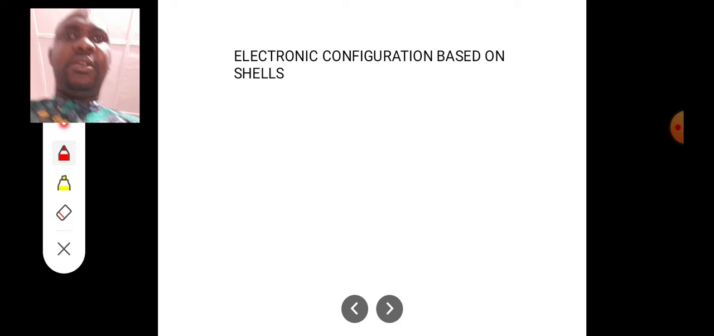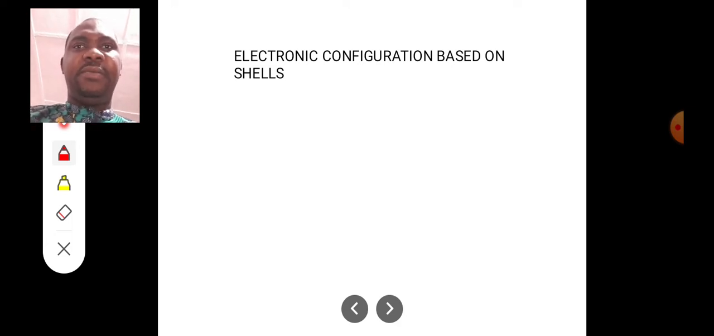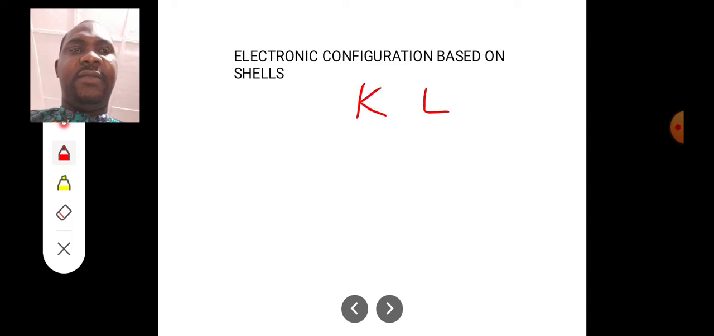So we'll come back to this, but let's look at how to write electronic configuration. This is going to help us in a lot of things we'll be doing. The first is electronic configuration based on shells. Electrons can be arranged in atoms based on shells. We have the K shell, the L shell, the M shell, and the N shell.